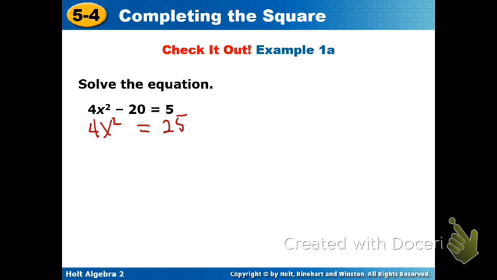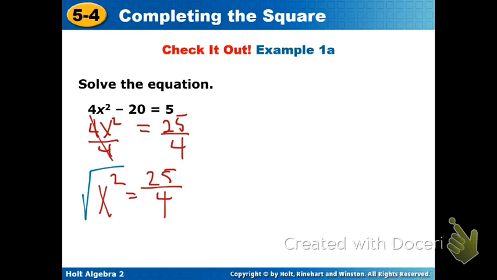And then we're going to do what? Divide by 4. All right. So we have x squared equals 25 over 4. And now what are we going to do? We don't want x squared, we want x. So we're going to do the same thing we did before. We're going to take the square root. So the root and the square cancel, so we get x equals. Now remember, we put our plus or minus.